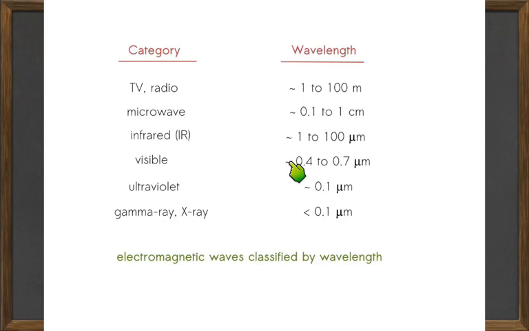Going down to shorter, we've got our visible. That's the part that our eyes are sensitive to. And if you look at the numbers here, it's kind of interesting that the part that our eyes see is actually a pretty narrow slice of this spectrum. It's just going from 0.4 to 0.7 micrometers. So it's a range of only about 0.3 micrometers, whereas compared to infrared, which was a range of hundreds of micrometers. And then going down to shorter, we've got our ultraviolet and our X-rays and gamma rays and things like that.